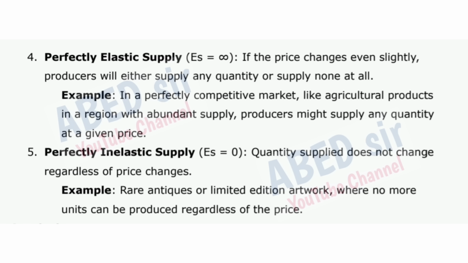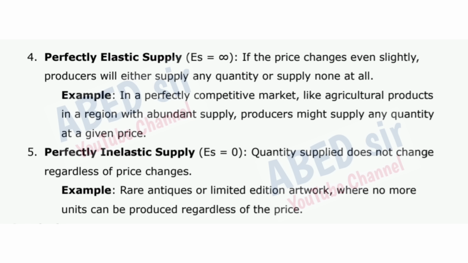4. Perfectly elastic supply is equal to infinity. If the price changes even slightly, producers will either supply any quantity or supply none at all. Example, in a perfectly competitive market, like agricultural products in a region with abundant supply, producers might supply any quantity at a given price.